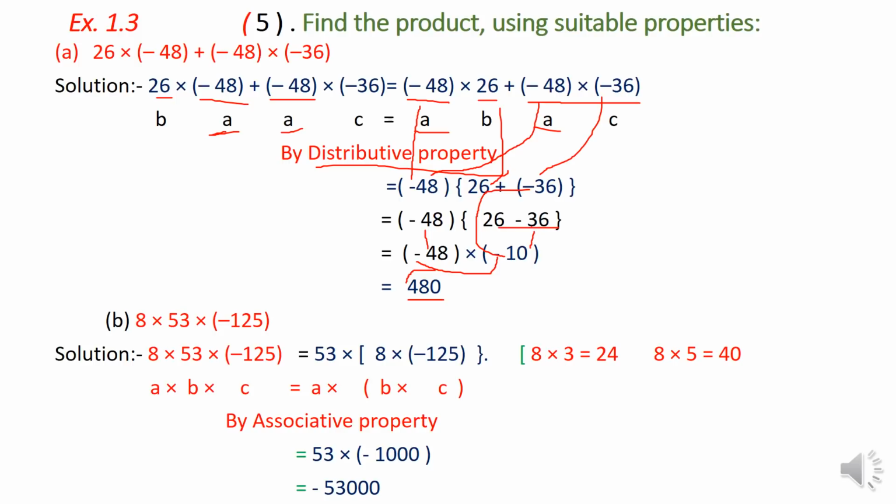Now let us consider the next problem, that is B. Here 8 multiplied by 53 multiplied by minus 125. So here you can see there is only a single operation, that is multiplication. Now, how to choose the property? Here the distributive property will not be used, because in the distributive property there are two operations, addition as well as multiplication, or subtraction as well as multiplication. But here there is only one operation, that is multiplication. So we will use the associative property.